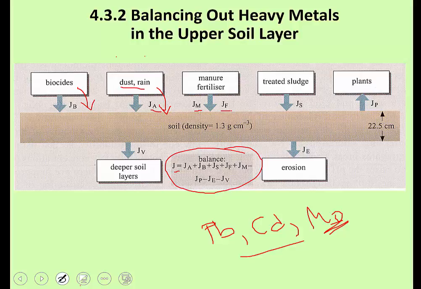Manure and fertilizer put those metals into the soil. Treated sludge will put them in there. Now, those are the input sources. Those are the things putting metals into the soil. Things that are taking metals out of the soil: plants are pretty good bioremediators. Certain plants do a very good job of uptaking different metals. It can work its way down into the soil layers, so deep into the soil it can get locked up, or it can be eroded away into the water system, which removes it from the soil. So that is how we describe the balance of metals in our soil layer.